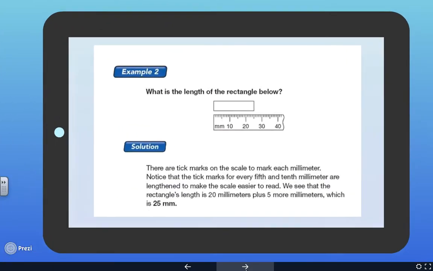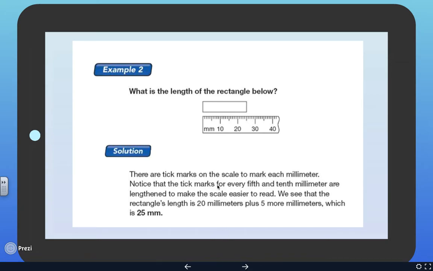Pretty basic. Okay, so what is the length of this rectangle below? Basically, what you're going to do is you start from the 0, go all the way down to where this is. And remember, for the metric system, everything goes by tens. So there's 10 little hash marks in between here in millimeters. Okay, so from here to here would be 25.